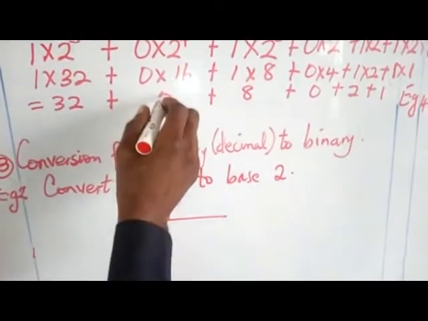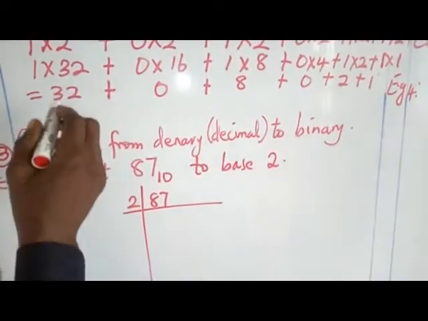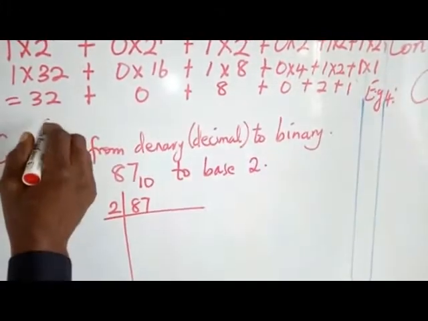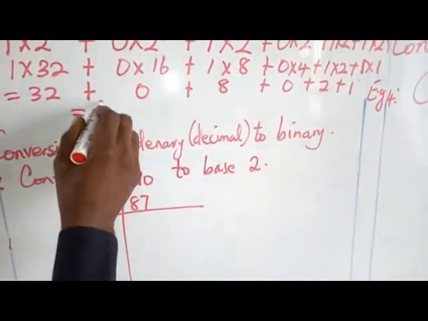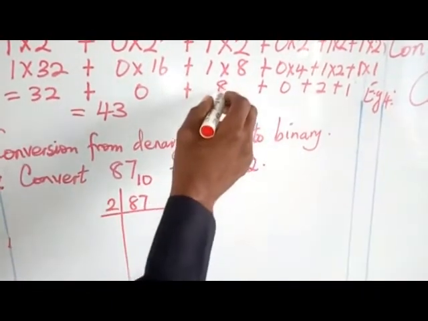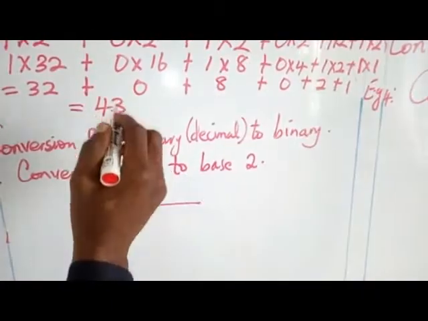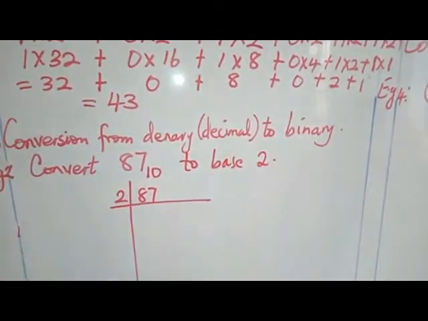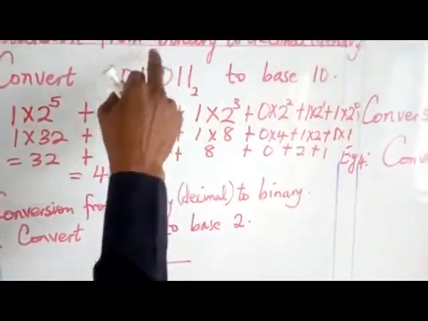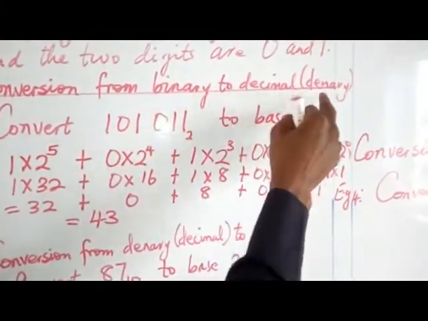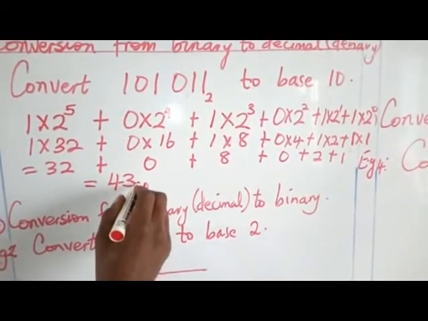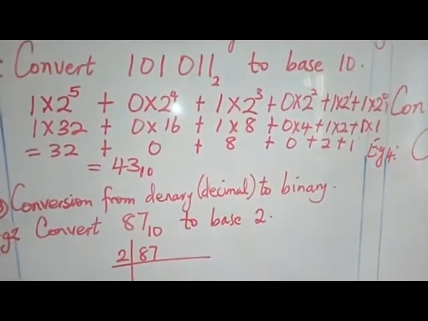So by the time we add all of them together, we're going to add 32 plus 8 plus 2 plus 1, and our final answer is going to give us 43. And you always remember to write the base. Remember, we were told to change from binary to denary. So denary is base 10. You write 10 there, just as the subscript. That is how it is written.